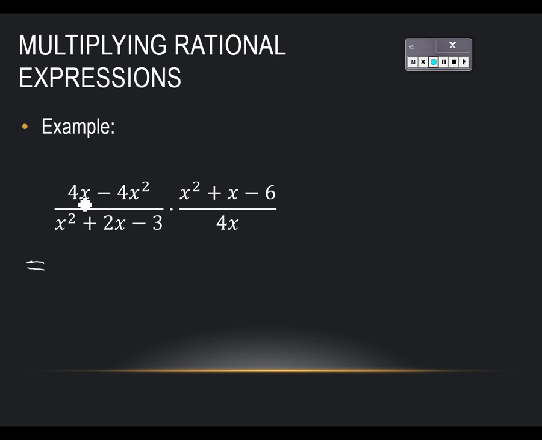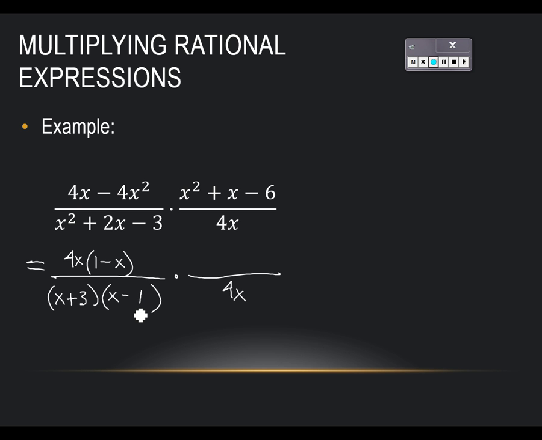Okay? Up top here, we can pull out a 4x. We have 1 minus x. I'm already kind of getting excited about that, you guys, because down here I have a 4x. Aren't you excited? What about over here? X squared plus 2x minus 3. That factors somehow. What is it? X plus 3, x minus 1.